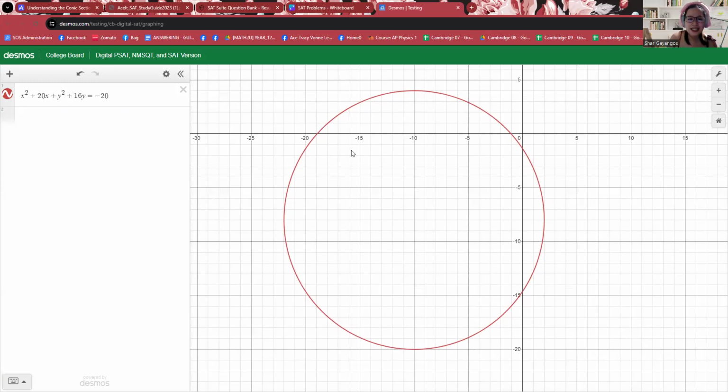Okay, Desmos doesn't immediately give you the center of the circle, but what you can do is check, right? You have negative 10 for x here. Keep that in mind. So I'll plot that just so that it doesn't go away. Okay, negative 10, 4, and then the other end of the circle is what? Negative 10, negative 20.